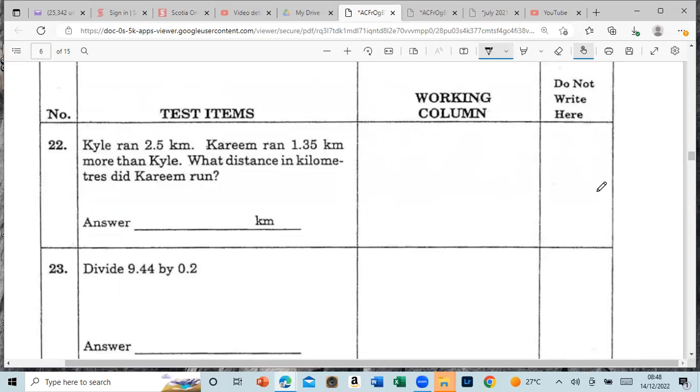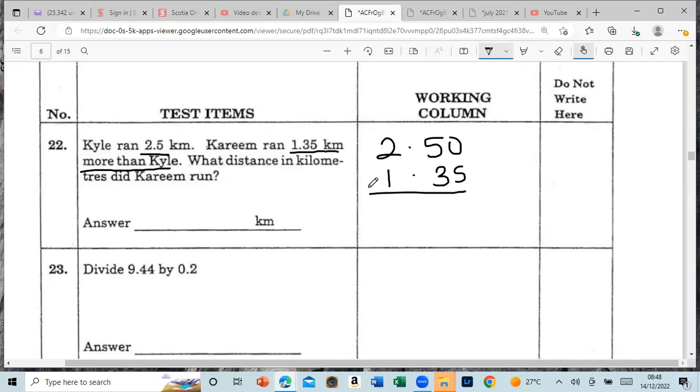Alright, someone says 3.85. Let's see. Let us reason it out. Kyle ran 2.5 kilometers, and it said Kareem ran 1.35 kilometers more. So that's more. More means you're going to add it, right? So he ran 2.5, but he ran 1.35 more. So that's 3.85. It's all about the interpretation of it. So Kareem ran 3.85 kilometers.